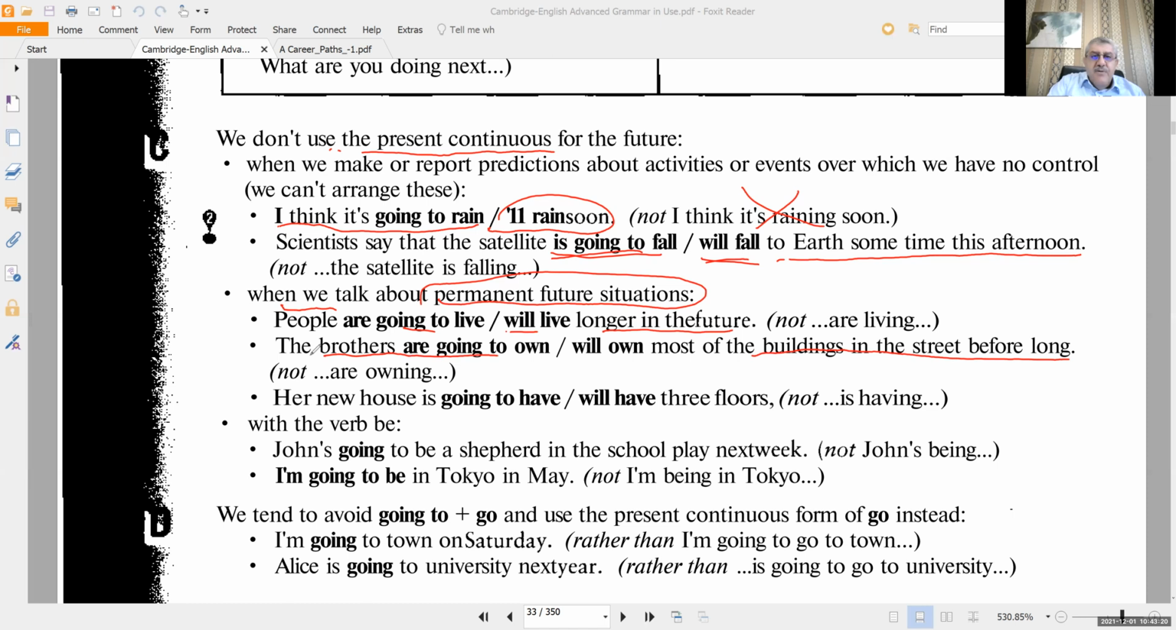The brothers are going to own. إذن هناك arrangement، هناك intention، will own most of the buildings in the street. هناك أخوين تجار مثلا ونعرف نيتهم إن هنا، فمعناها راح يشترون المباني. They are going to own or will own most of the buildings in the street before long. راح يسيطرون على الشارع أو يشترون الشارع أو معظم المباني في المنطقة. هنا كأنه نعرف شو حيحصل.